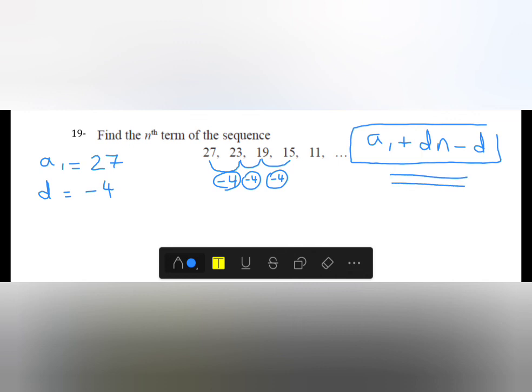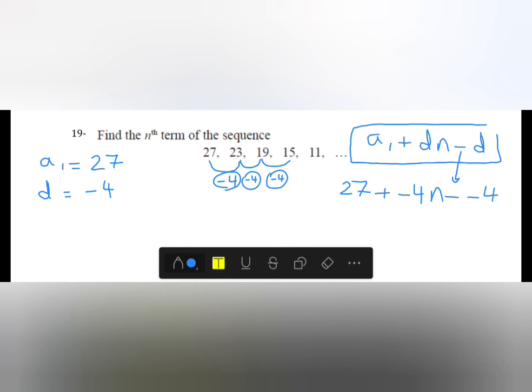Let's write it together here. So a1 is what? It's 27. And then plus d is what? Negative 4. Very good. Multiplied by n. And then the negative in the formula. And then the d is negative 4. Now you have to focus on this. These signs here are very important. We use the sign of the formula and we use the sign of the difference. Don't forget them, because if you forget one of the signs, you'll have a wrong answer.